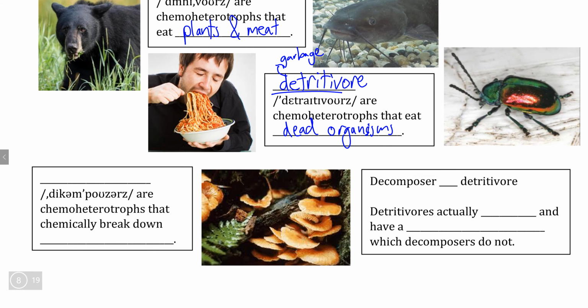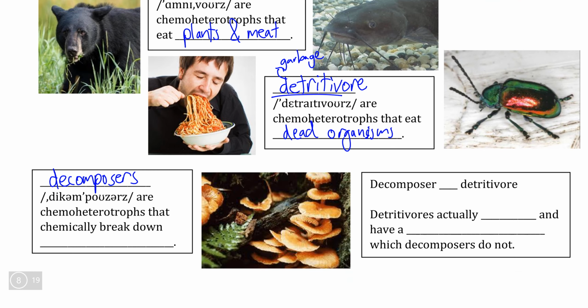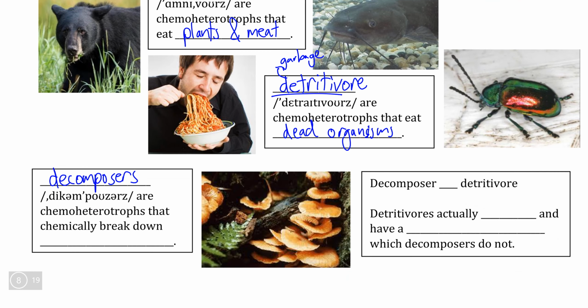Now, closely related to detritivores are a type of consumer that we call decomposers. Decomposers are also chemoheterotrophs. They cannot make their own energy, but instead of physically eating dead organisms, decomposers chemically break down dead organisms, and probably the easiest and most recognizable example of a decomposer is this fungus here.